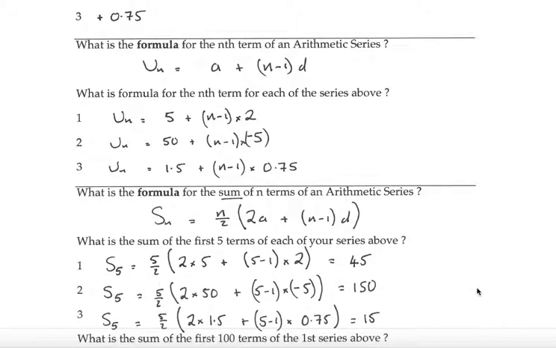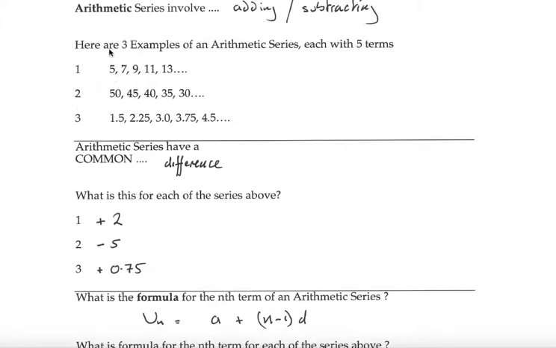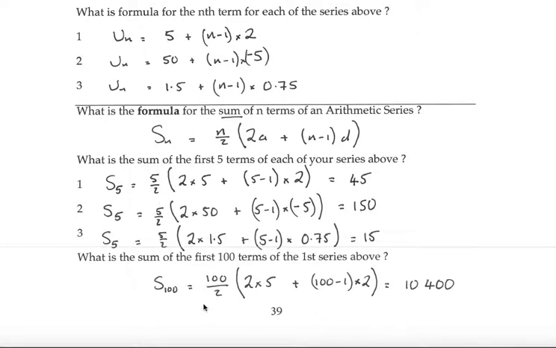And similarly, what about if I'd wanted to add up the first 100 terms just for the first series up here? So the first term is 5, the common difference is 2. So add up 100 terms of that series. The sum of 100 terms is 100 over 2, so n over 2, 2 times the first term in the series, plus the number of terms minus 1, lots of the common difference. So it would have been 10,400.